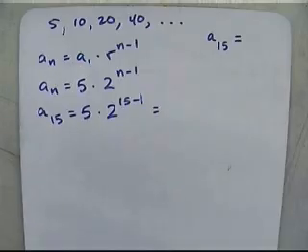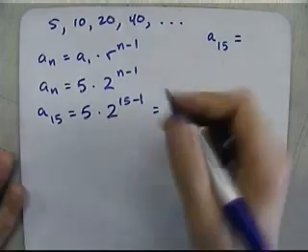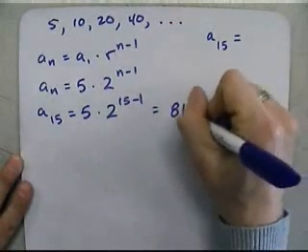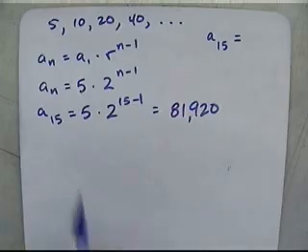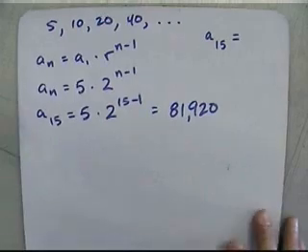What did you get? 81,920. Everybody else, hopefully a couple of you got that? Good. Okay, everybody's happy so far? So nothing real earth-shattering. It's still kind of like yesterday. We're going to base off of this formula right here and then plug stuff in.